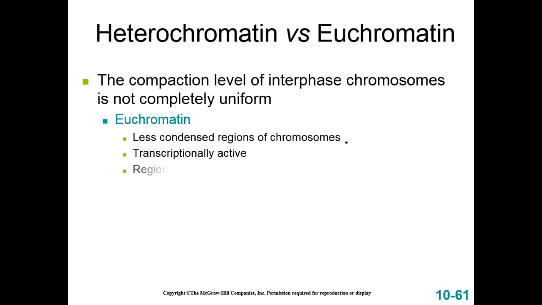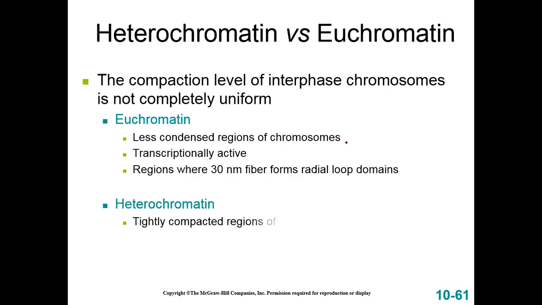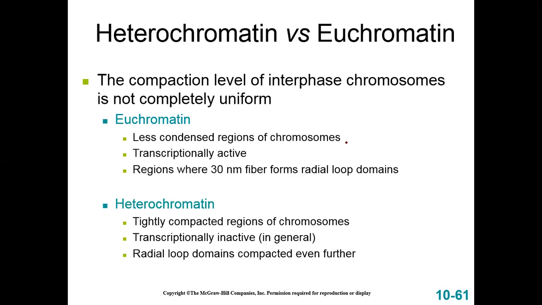There are two compaction levels. One is the euchromatin. These are the less condensed regions of the chromosomes, the transcriptionally active regions. It means the mRNA can be made from here when the chromosome is in its euchromatic form. These are regions where the 30 nanometer fiber forms radial loop domains. Heterochromatin, these are the tightly compact regions of the chromosome. Transcriptionally inactive genes cannot function, and the radial loop domains compact even further.